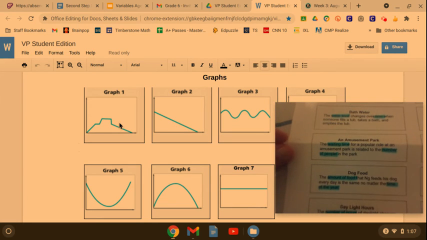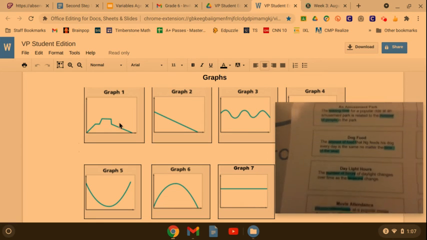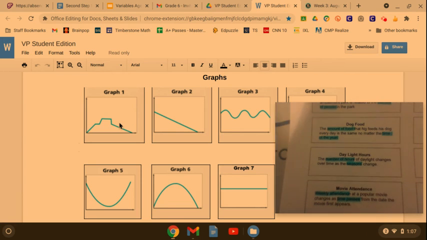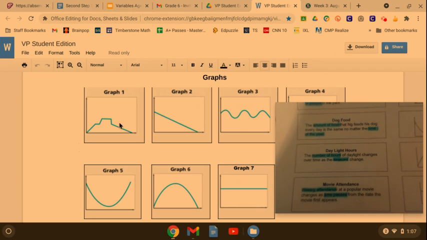For amusement park, you should highlight waiting time and number of people. For dog food, amount of food and time of year. And daylight hours, number of hours and seasons. And then our last one, movie attendance. You should have highlighted weekly attendance and time passes.